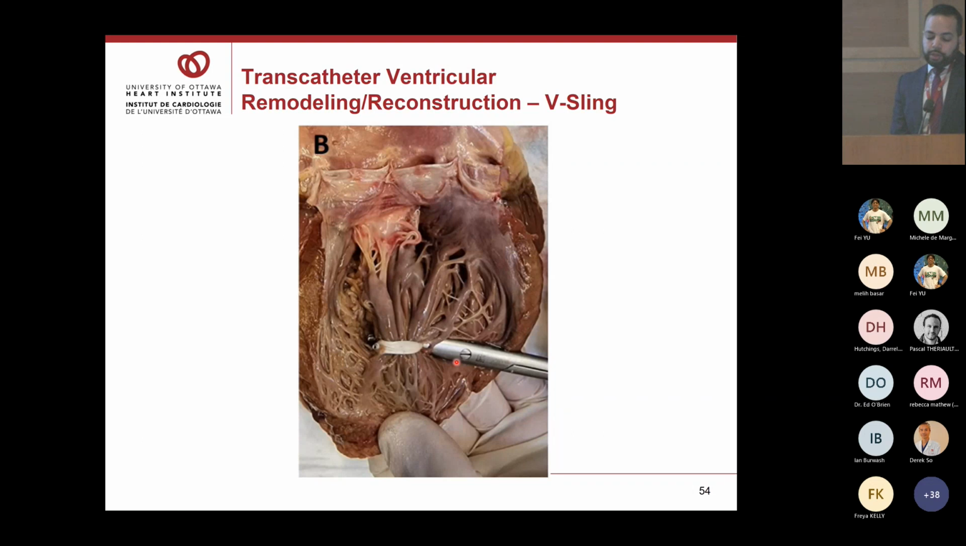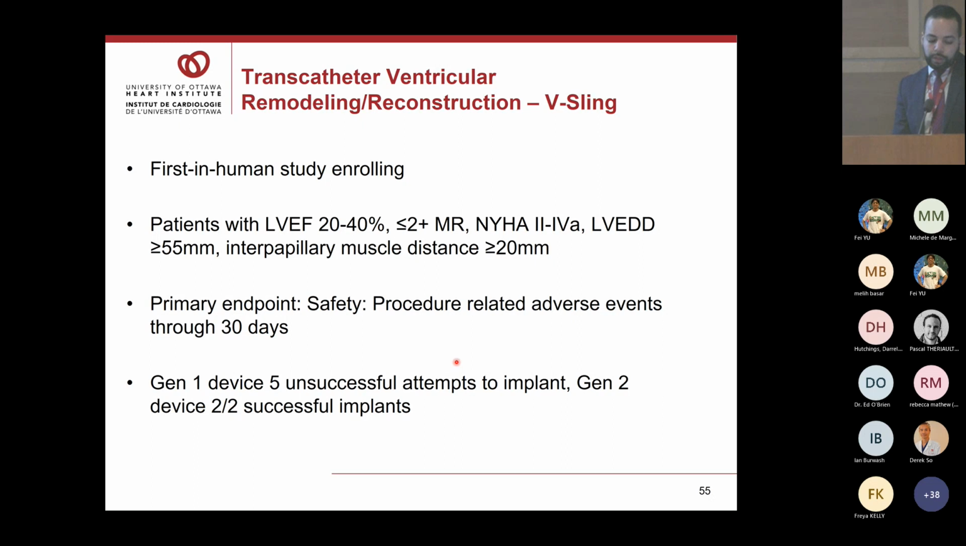It's still in its first human study. They took patients with EFs of 20 to 40% without severe mitral regurgitation and with NYHA class 2 to 4 symptoms, and they are just looking at safety endpoints. The first generation of the device was unsuccessful in the first 5 attempts. But since that time, they've had 2 successful implants.